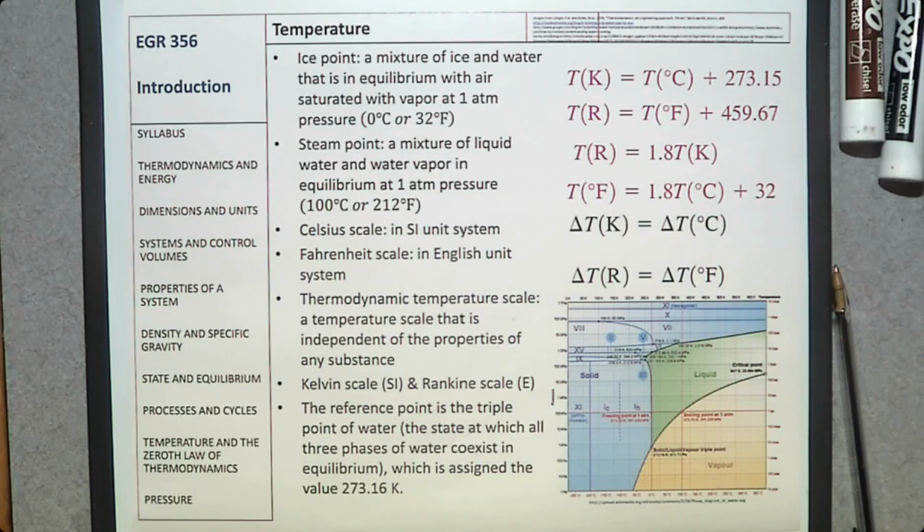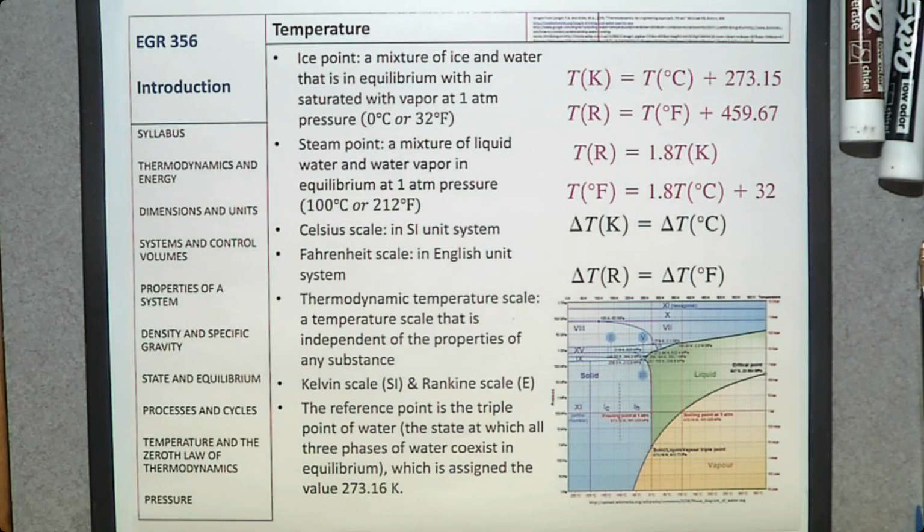So there are two temperature units and two temperature points. One is the ice point, the other one is the steam point. In degrees Celsius, the ice point is going to be 0 degrees Celsius, and the steam point is going to be 100 degrees Celsius. On the other hand, in Fahrenheit, the ice point is 32 Fahrenheit, and the steam point is 212 Fahrenheit.